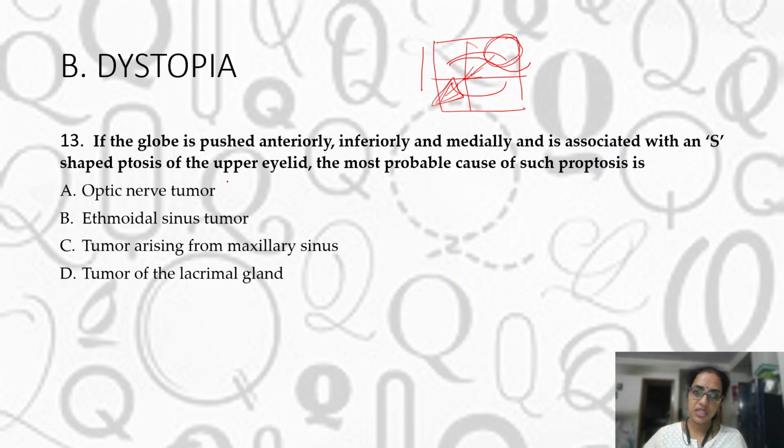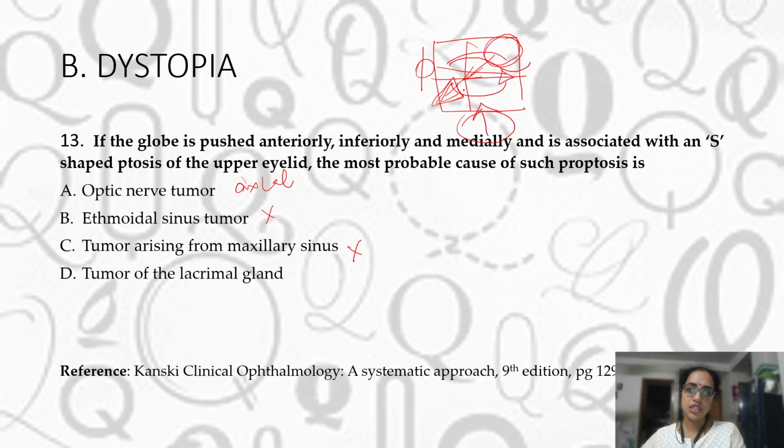If there is an optic nerve tumor, there will be axial proptosis, right? If there is an ethmoidal sinus tumor, the ethmoidal sinus is somewhere here, so the eye will be pushed this way. So this is also wrong. Tumor arising from the maxillary sinus: the maxillary sinus is situated inferiorly. It will push the eyeball up. So this is wrong. Tumor of the lacrimal gland: the lacrimal gland is situated in the superotemporal aspect of the orbit. So lacrimal gland tumors are associated with inferonasal dystopia.